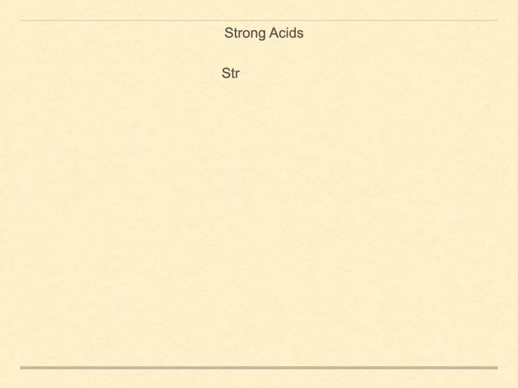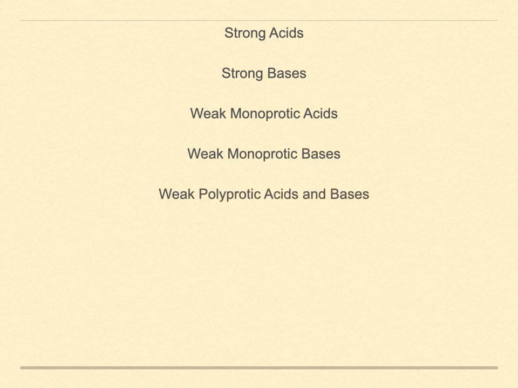We need to look at strong acids, strong bases, weak monoprotic acids, weak monoprotic bases, and weak polyprotic acids and bases. When we were investigating the systematic approach to solving equilibrium problems, we used lots of acid-base examples. Now we will revisit these again, but with a focus on their acid-base behavior and applications.